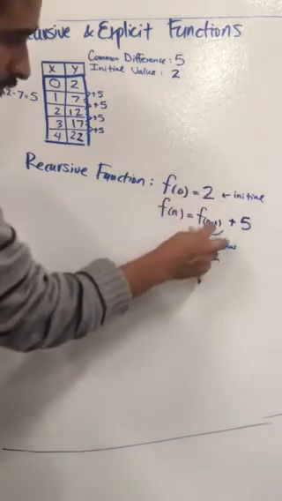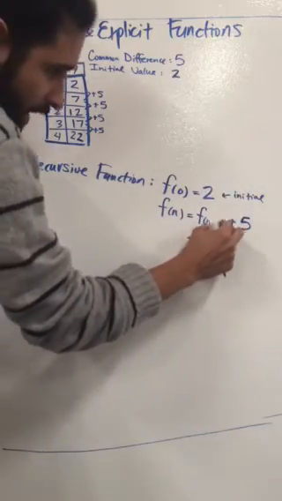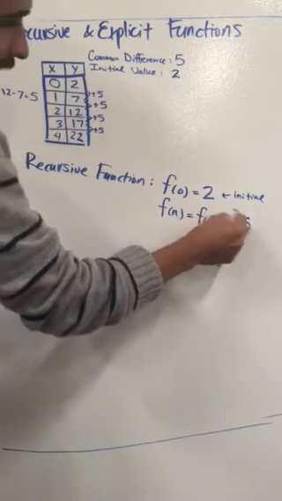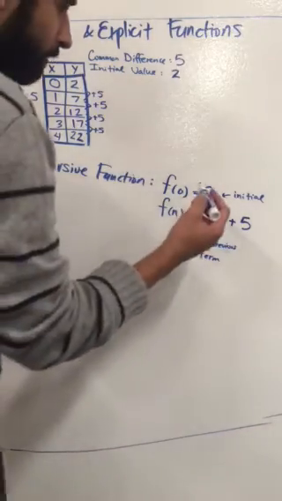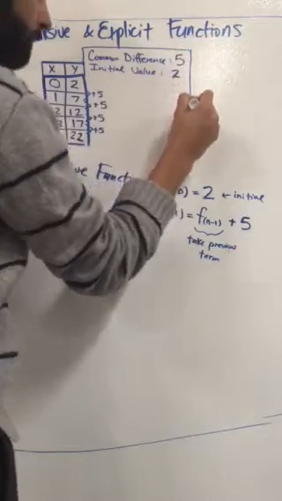So if we took 2 and plugged it in here, we'd add 5, we get 7. If we take that answer, 7, and add 5, we get 12. If we took that answer and added 5, we get the next term. So that's our recursive function. It has two parts.